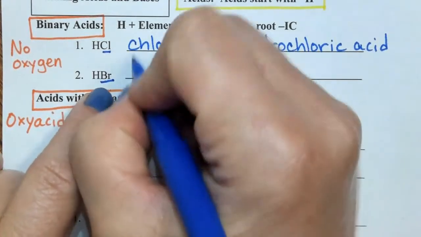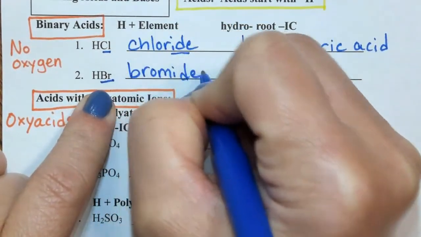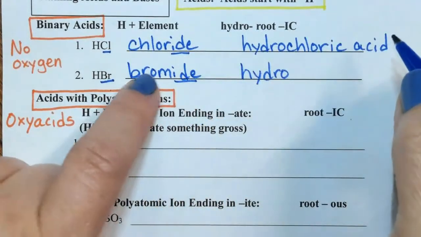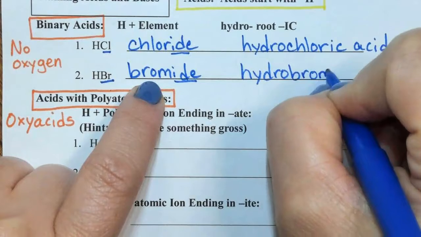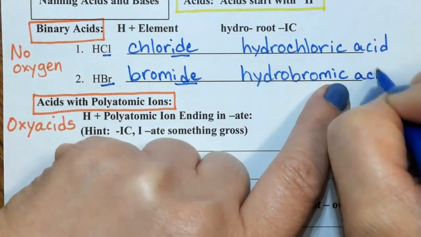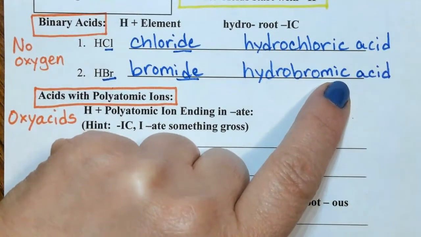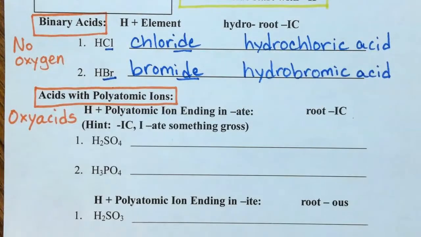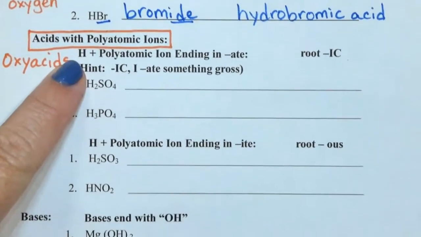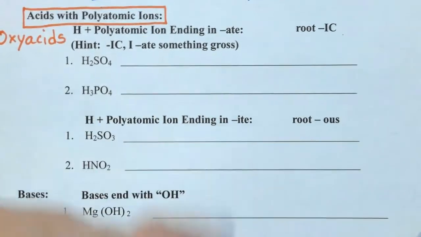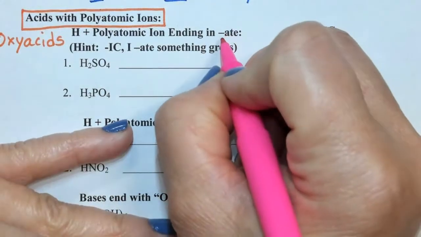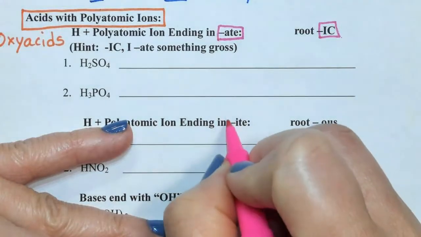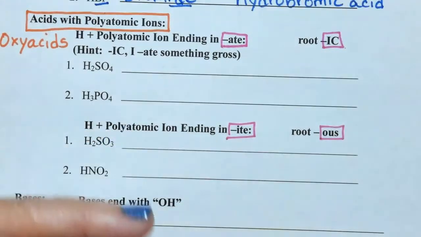Here, the Br, there's no oxygen, so this is bromide. And because it ends in IDE, I'm going to have a prefix of hydro. My root is brom, so it'll be brom, and then I'm going to put ic acid at the end. Okay, so that would be if you have a binary acid. No oxygen, they end in ide, and they become a hydro something ic acid. If we do have oxygens, then we have two scenarios. We have the scenario where if your anion ends in ate, it becomes an ic acid. If it ends in ite, it becomes an us acid.